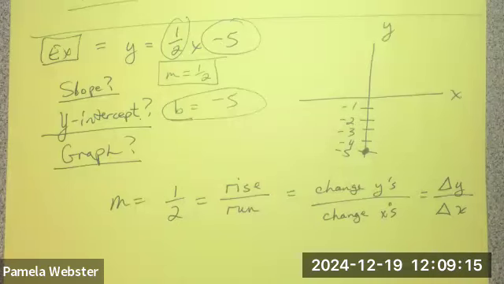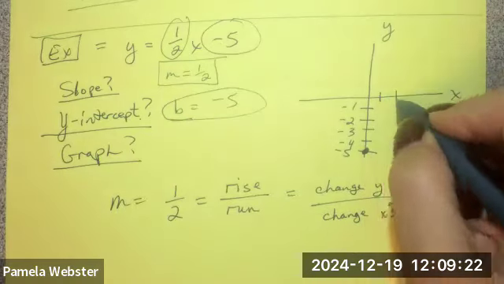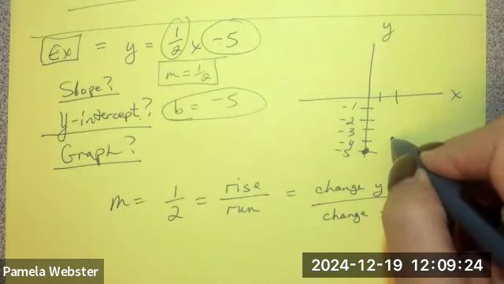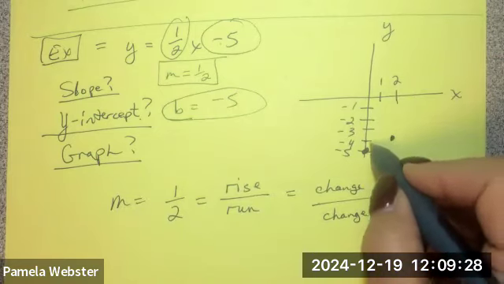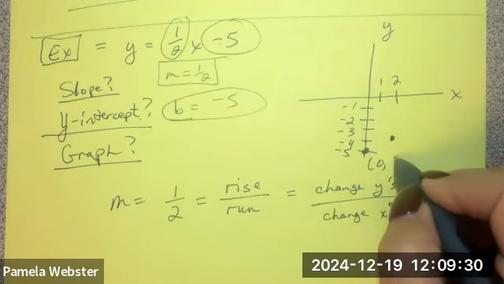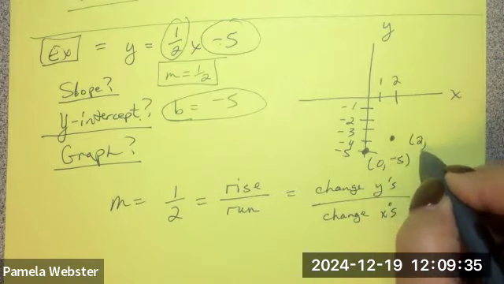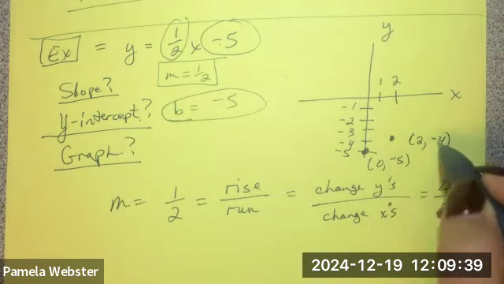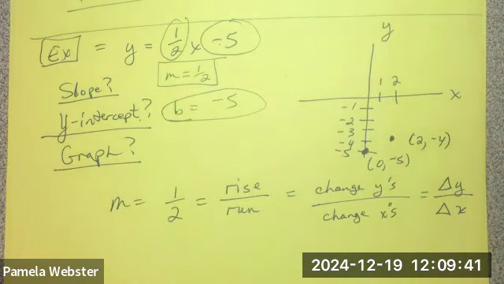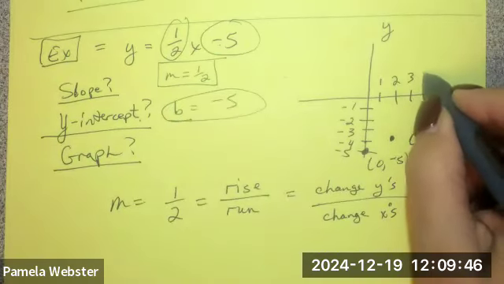Okay, so either way, any way you want to look at this, you're doing rise over run. So from this point, I'm going to go up 1 and over 2, and I'll have another solution for my graph. Okay, so this is the point 0, -5. This is going to be the point 2, -4, because it's up 1 over 2. So you can find all kinds of points, and that's not the only one I can go. I can go up 1 over 2 more.